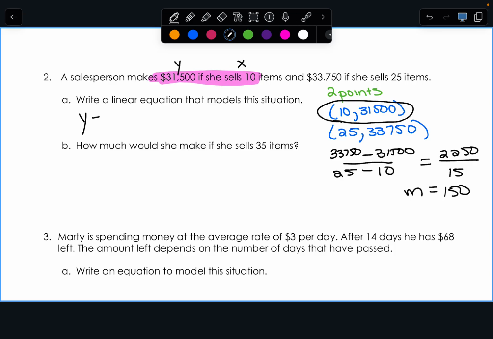Y minus 31500 equals 150 times x minus 10. And that's your equation of the line. You don't have to convert it if you don't want. They don't ask you to, just leave it there.